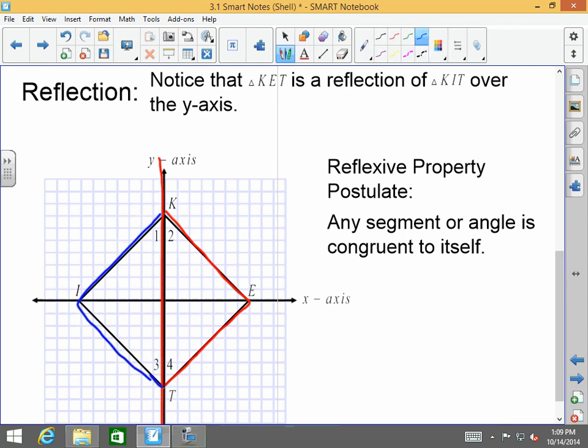KT. Very good. So if we were trying to prove that these two triangles were congruent, one of the steps would be that KT is congruent to itself. KT is congruent to KT. KT belongs to KET and KT belongs to KIT, and that's going to help determine and or prove that KET is congruent to KIT. Does that make sense, guys? So reflexive property. Any segment or angle is always congruent to itself.